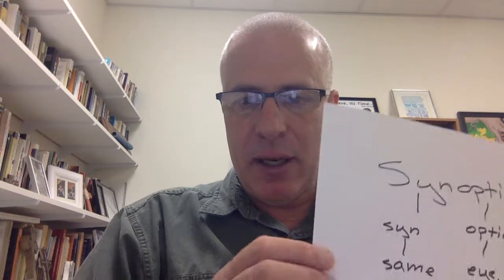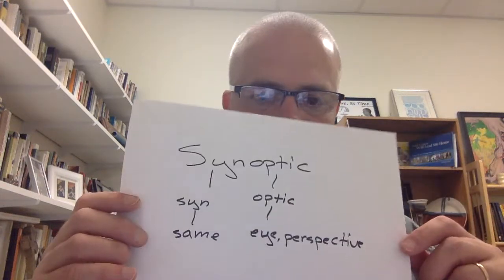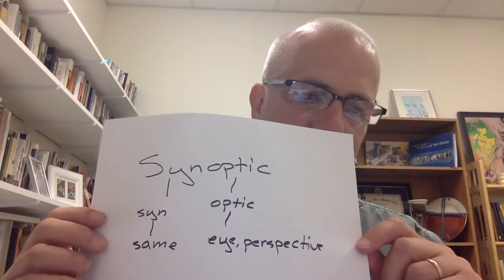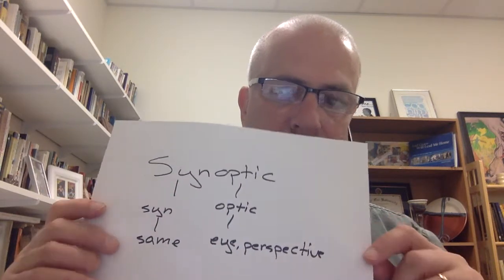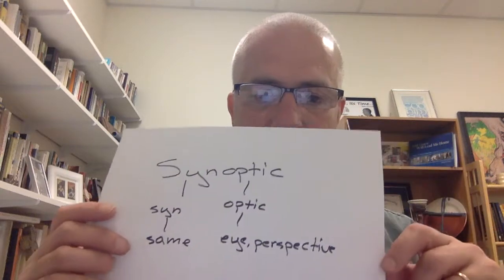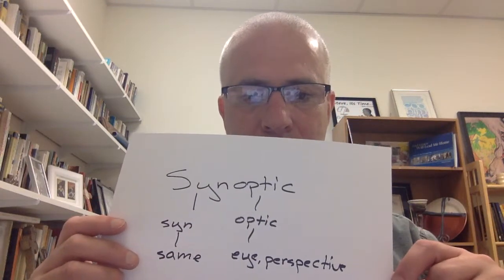And so this question of what is going on with these three gospels? Why are they so similar? That is often called the synoptic problem. Okay, so I've written out this word for you, synoptic, which means syn is the Greek or Latin word same, and optic or eye, vision, same eye or same perspective.